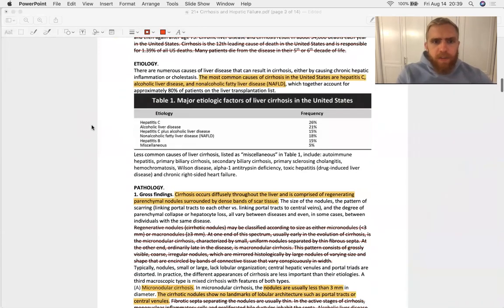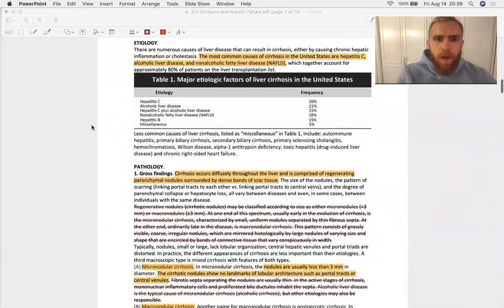Let's get back in this SDL. Many causes of liver disease can give you cirrhosis. Hep C, alcoholic liver disease, two big ones. Hep C plus alcoholic liver disease by itself accounts for over 1 in 10. NAFLD, non-alcoholic fatty liver disease.